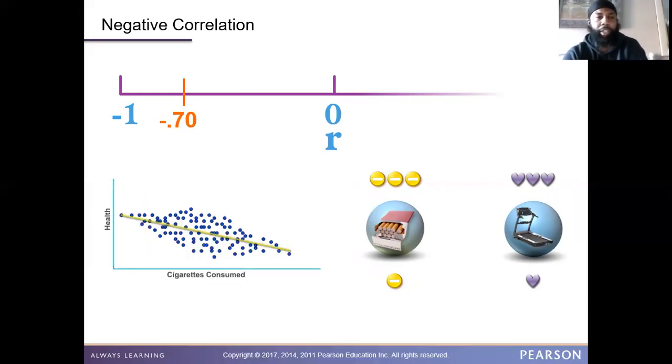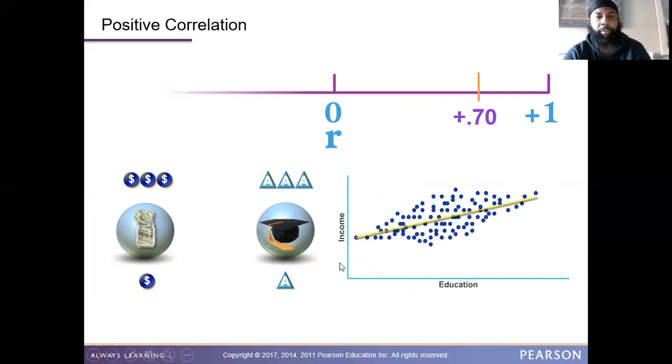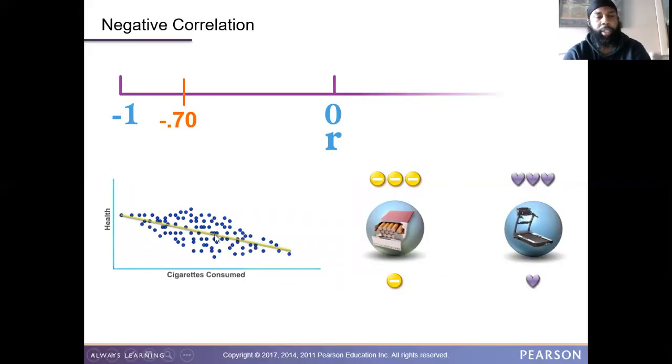Now, as you can see, the higher your health, the lower the number of cigarettes consumed, right? One of the things you should notice is that for the positive correlation, your slope line goes up, and for a negative correlation, your slope line goes down. But it's still a 0.7 relationship. So you can still see most of these data points huddled around the slope line.